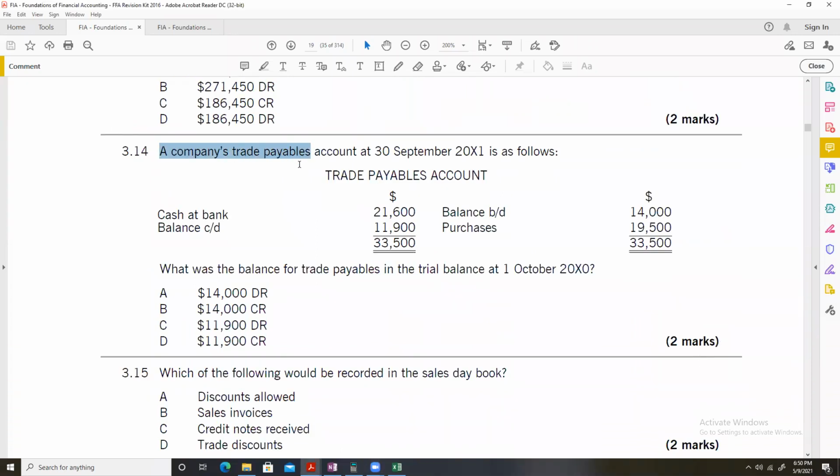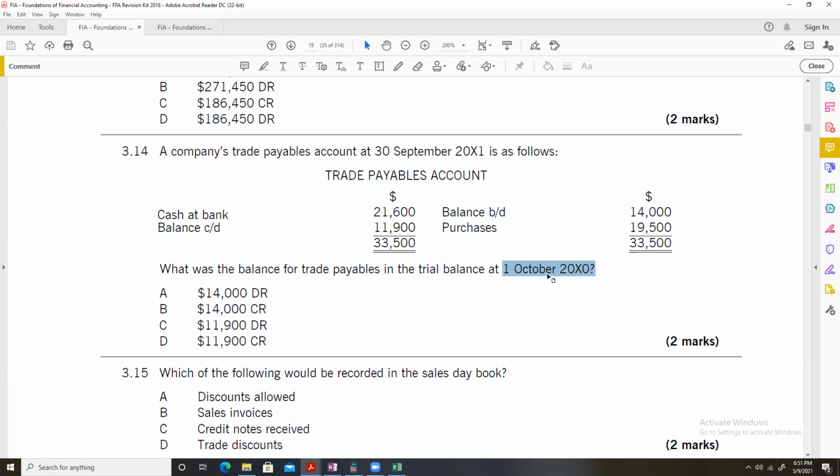A company's trade payables account at 30th September 2001 is as follows. Now, this is the opening balance. This is the closing balance. What was the balance for trade payables in the trial balance at 1st October 2000? Now, it is asking for the balance on 1st October 2000.